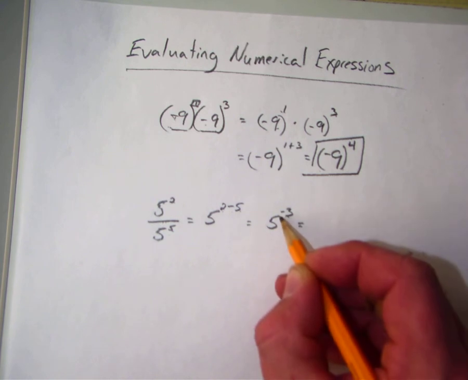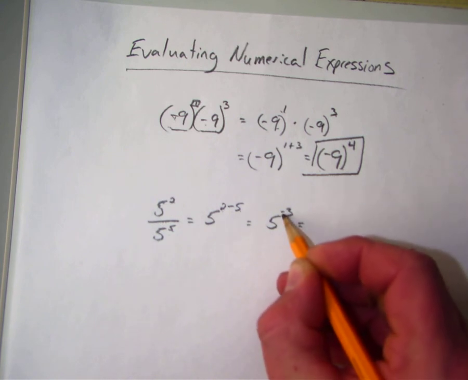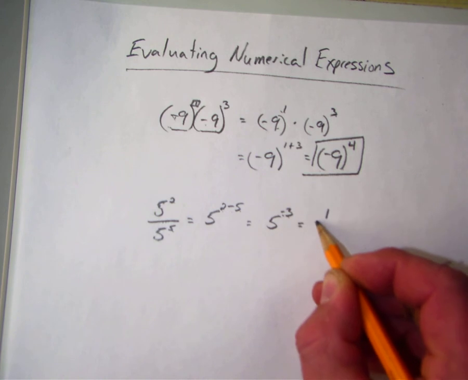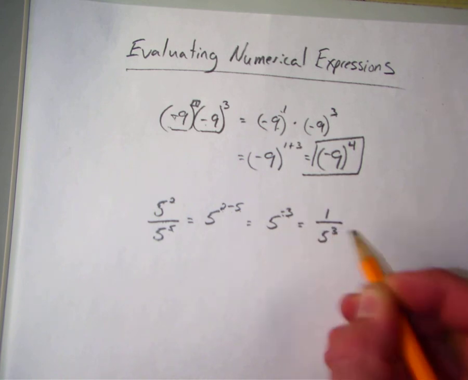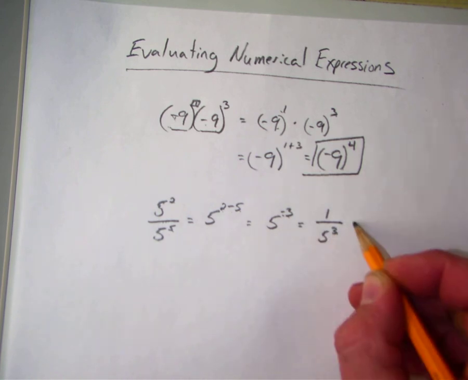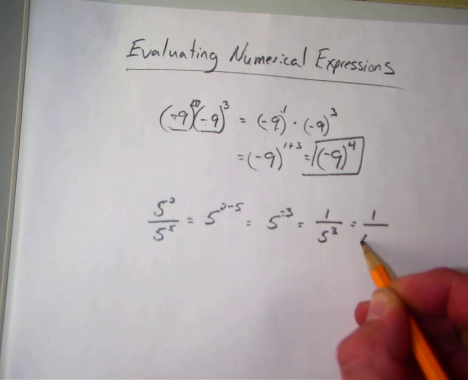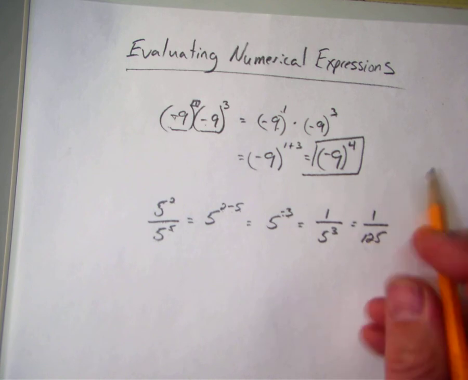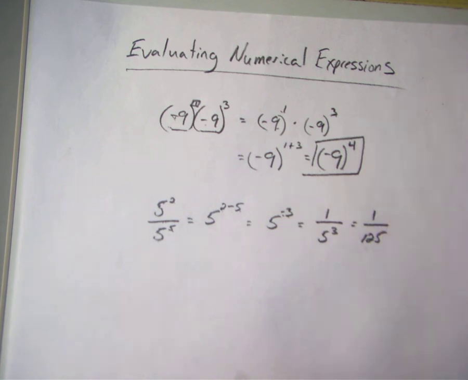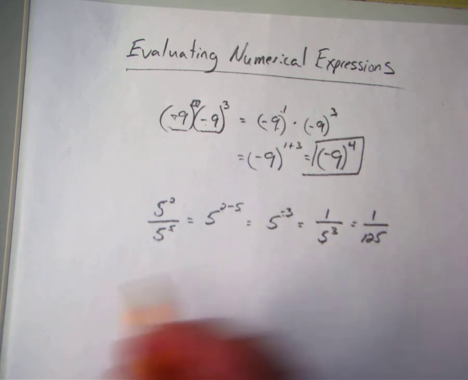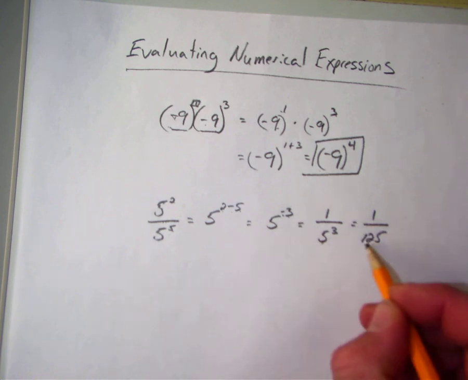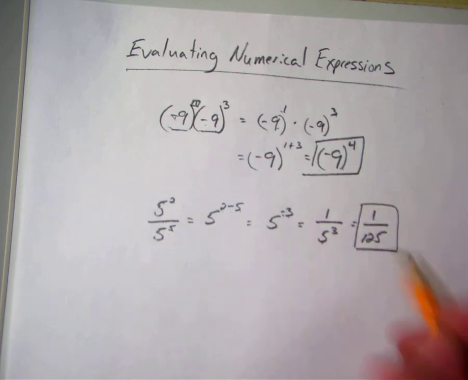Well, the property of negative exponents says that I have to take the reciprocal of this, so it becomes 1 over 5 cubed. And then again, that's the same thing as saying 1 over 125, which is the same thing as 5 cubed. And again, no decimals. Therefore you must keep it as a fraction.